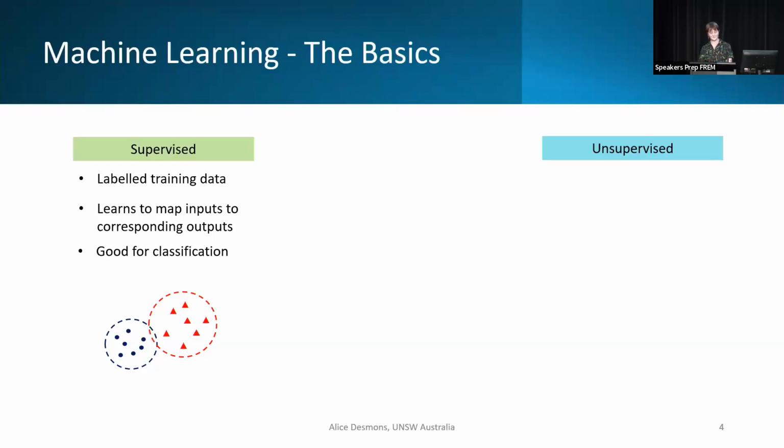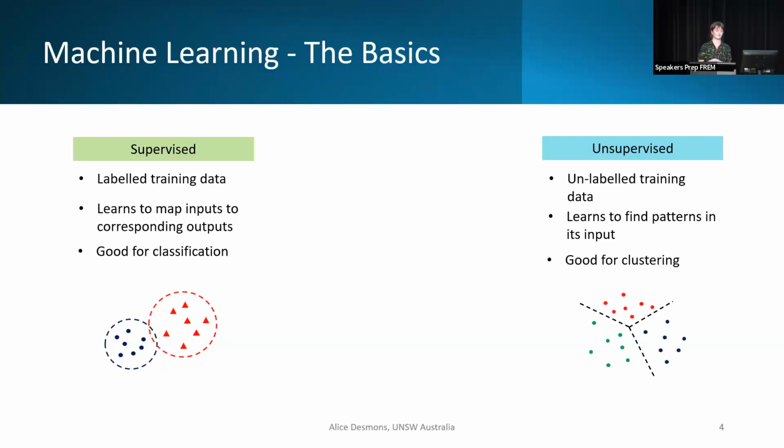objects according to shapes. Unsupervised learning, on the other hand, uses unlabeled training data and finds patterns within this input data. And it's good for clustering. So for example, grouping objects according to color. Now I'm looking for a tool that can perform classification.